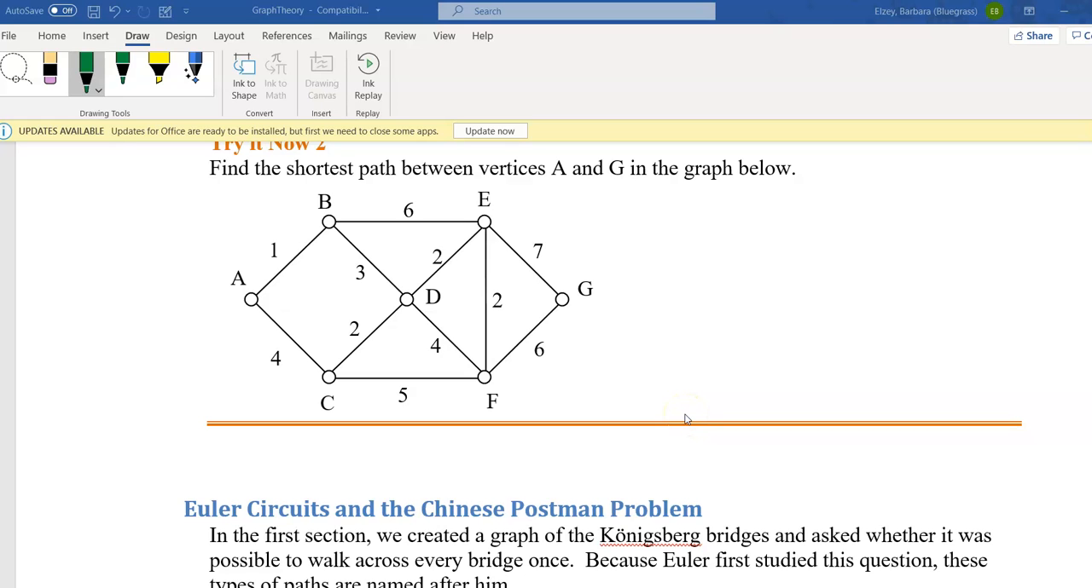So let's do one more example of Dijkstra's algorithm, and let's do finding the shortest path between vertices A and G in the graph that we have here. All right, so we're going to start at G. Again, we're going to call the distance from G to G 0, and we'll work our way backwards from G to all of its adjoining vertices. So, of course, if we go backwards, the distance to E would be 7. And the distance to F would be 6.